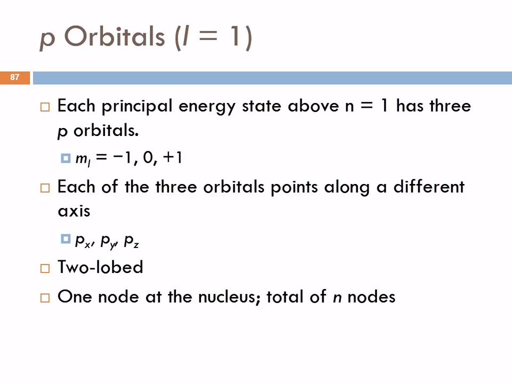And then once you get above n equals 1, each of those energy levels is going to have p orbitals. And there will be 3 p orbitals because of the quantum numbers. And these p orbitals are aligned along the x, y, and z axes, if you remember back to graphing in three-dimensional space. The p orbitals have 2 lobes, and they each have one node at the nucleus, and then the larger ones are going to have a total of n nodes. So if n is 3, they're going to have a total of 3 nodes.